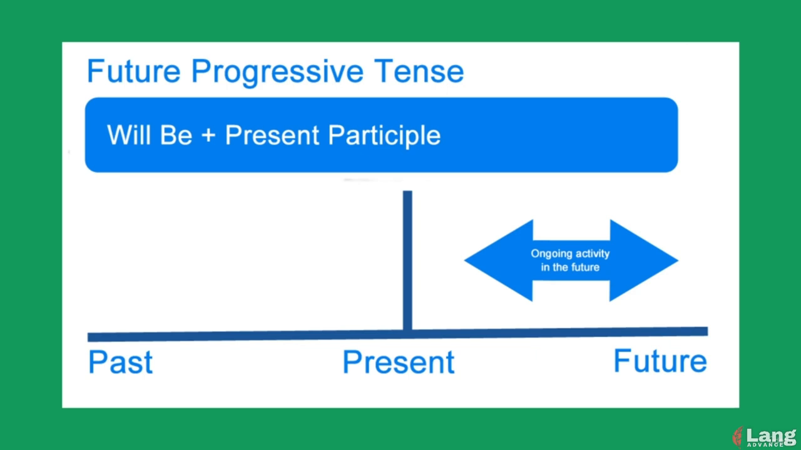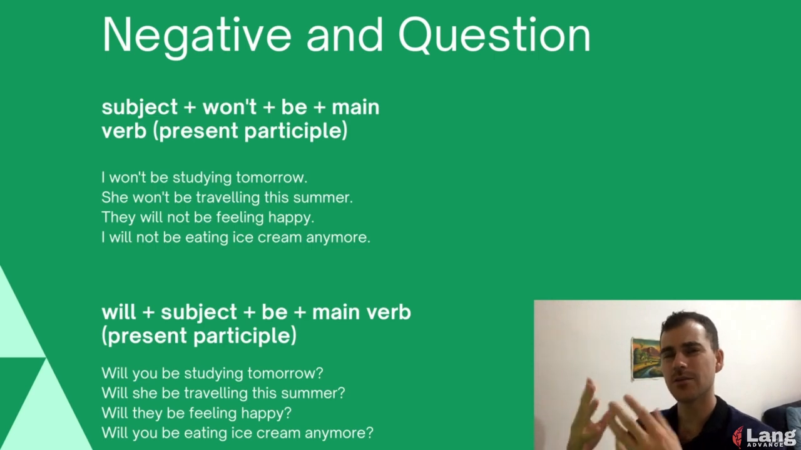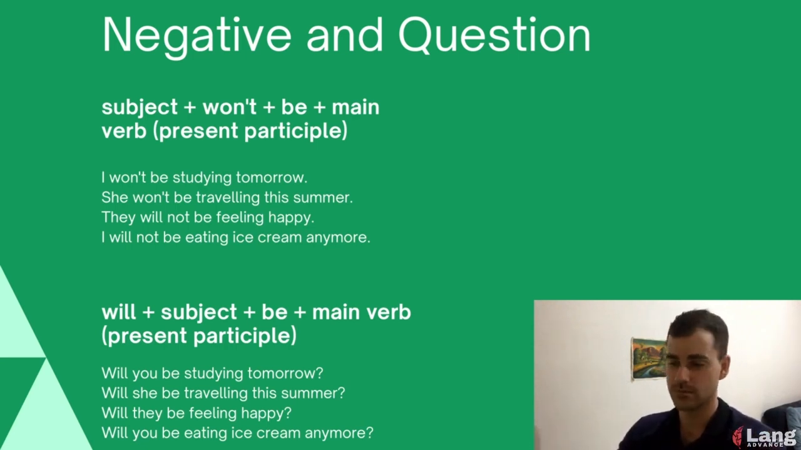I will be teaching tomorrow afternoon. She will be running next week. It's an ongoing activity that is going to be happening in the future. There's 2 other forms that this tense can take. It could be negative and questions. For negative, we have to add won't.